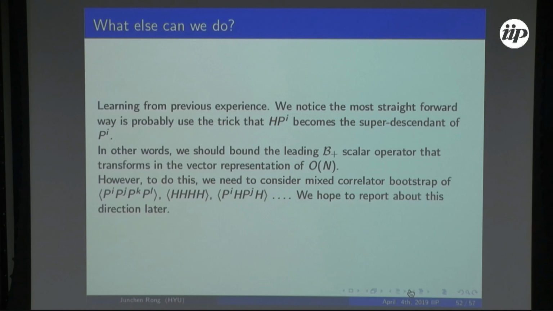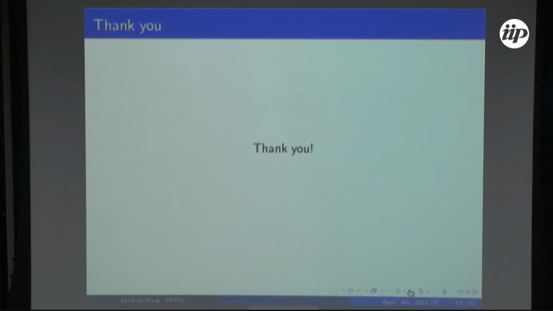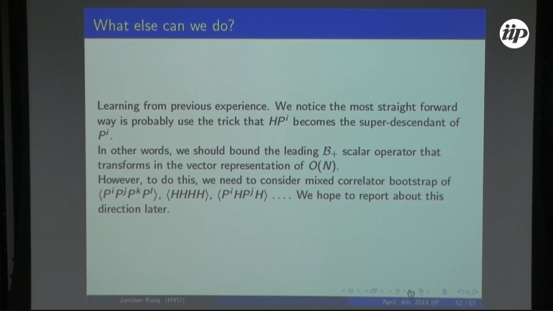So the plan is to do this and see if we can find a jump similar to that, and then use the extremal functional method or whatever to measure that H square operator's dimension to see whether it's bigger than 2 or smaller than 2. Okay, this is what we are doing now.